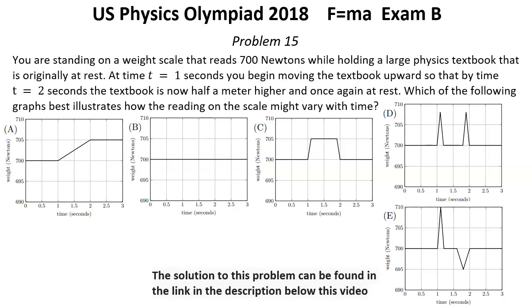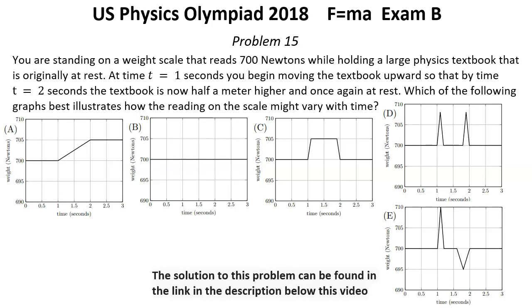At time t equals 1 second, you begin moving the textbook upward so that by time t equals 2 seconds, the textbook is now half a meter high and once again at rest. Which of the following graphs best illustrates how the reading on the scale might vary with that time?